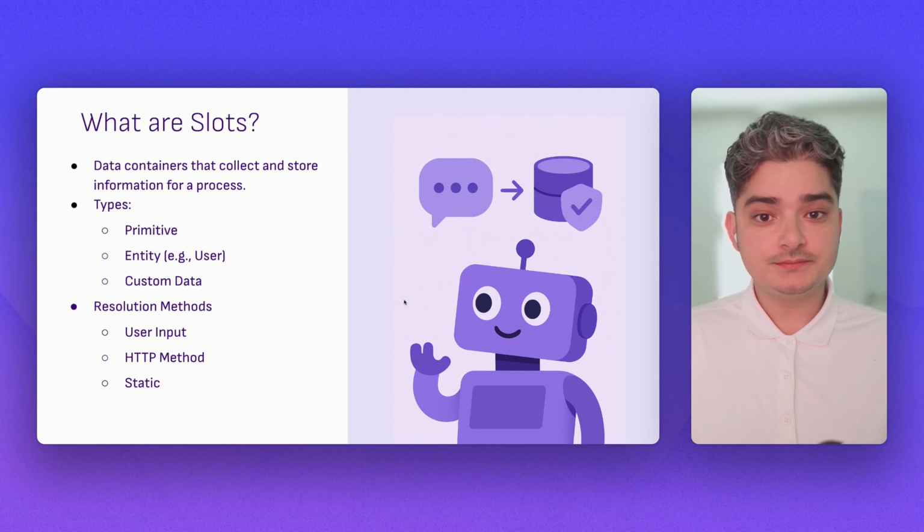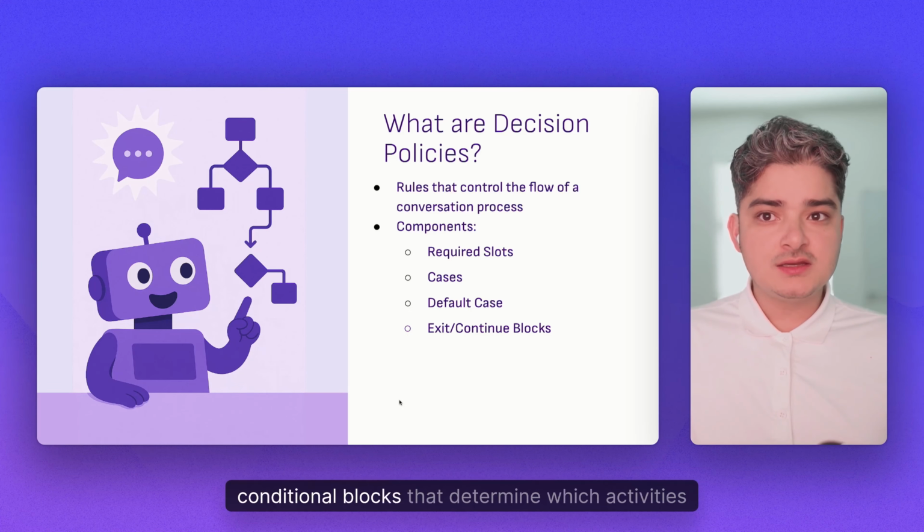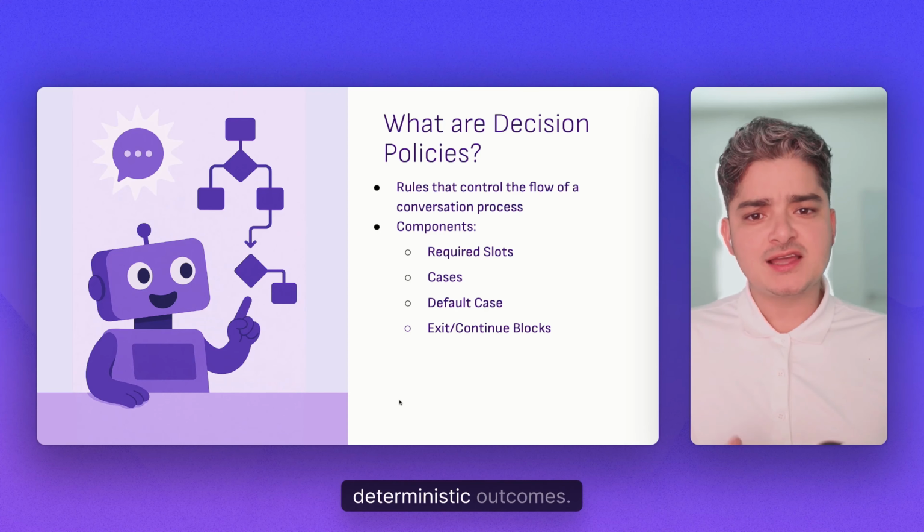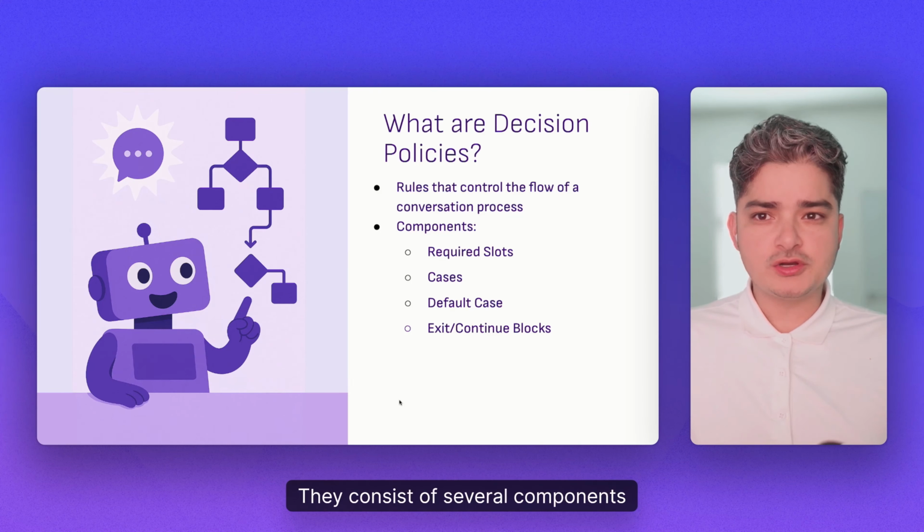Now that we know what slots are, let's explore the third component that controls the flow of a conversational process, decision policies. Decision policies are conditional blocks that determine which activities to execute based on conditions, ensuring deterministic outcomes. They consist of several components.